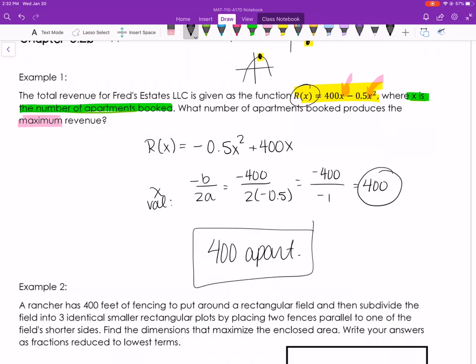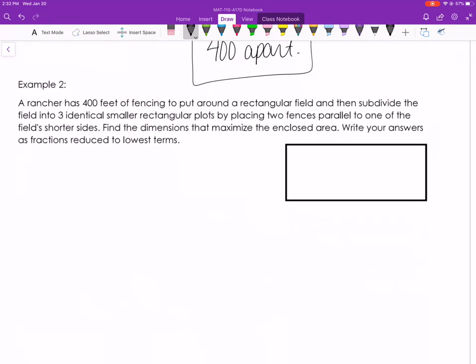Okay? So the second example says, a rancher has 400 feet of fencing to put around a rectangular field, and then he wants to subdivide the field into 3 identical smaller rectangular plots by placing 2 fences parallel to one of the field's shorter sides. So first, let's just figure out what that means.